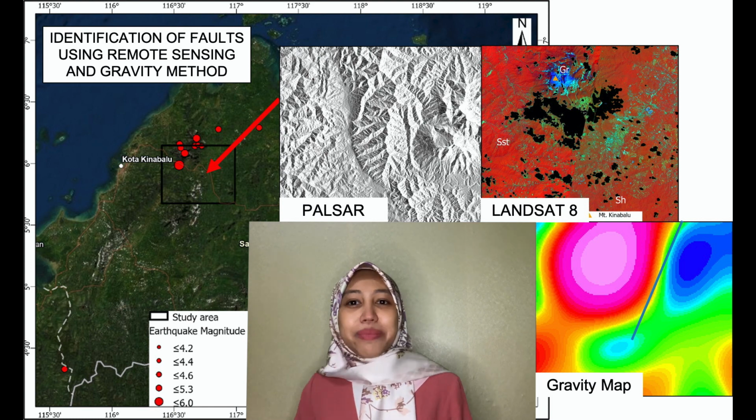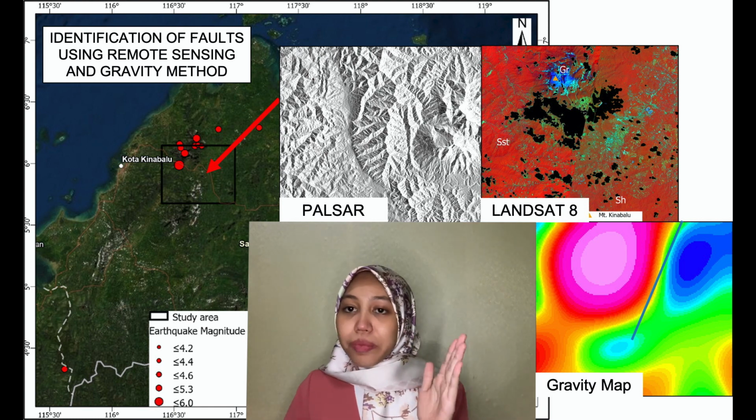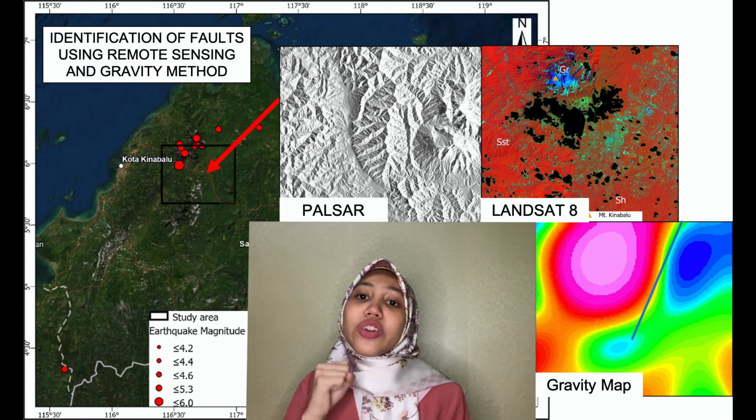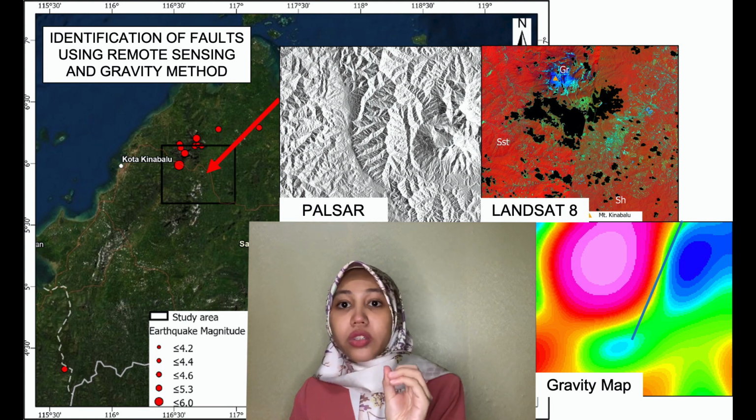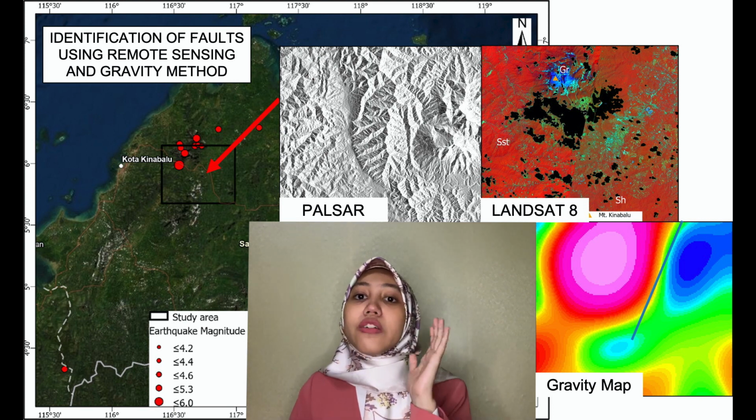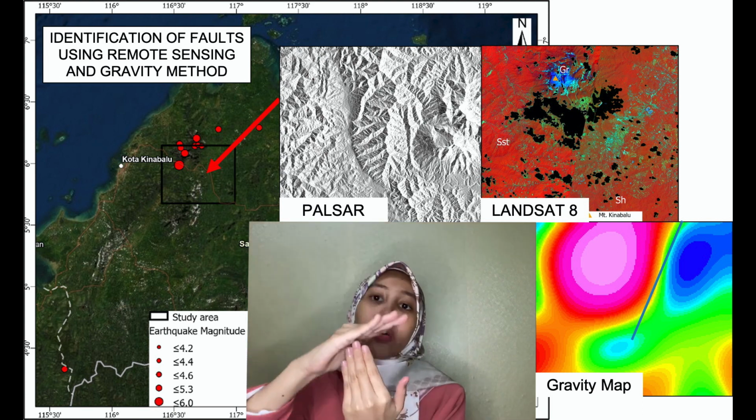But wait, did I mention gravity before? Why do I need to use the gravity method? As explained before, remote sensing gives the surface interpretation, so I'm using gravity data to interpret the subsurface of the study area, because the earthquake may result from the rupture of a fault that does not appear on the surface.